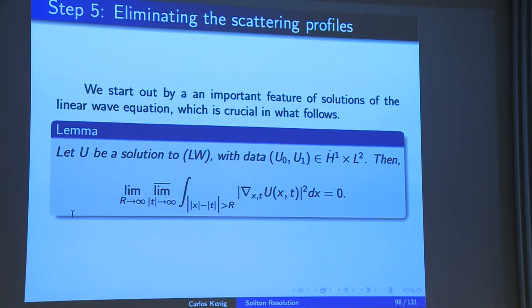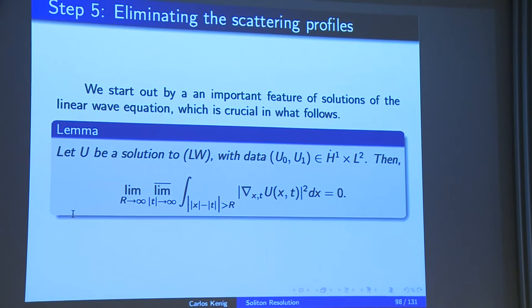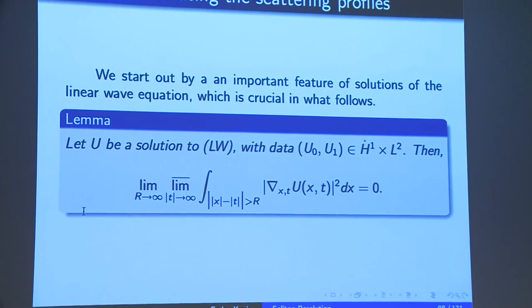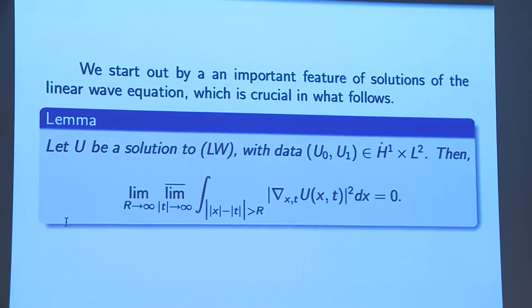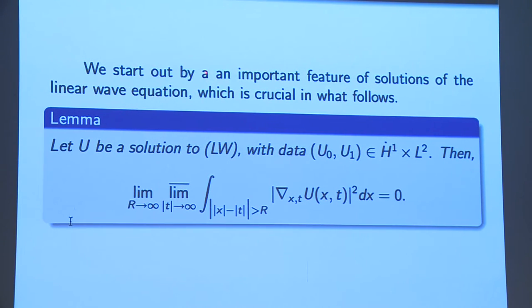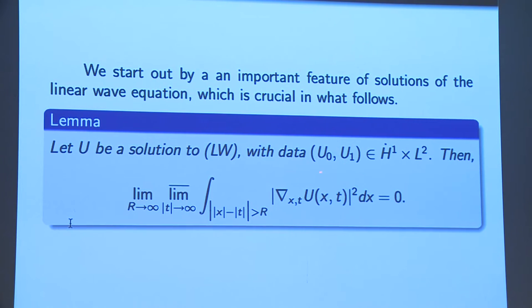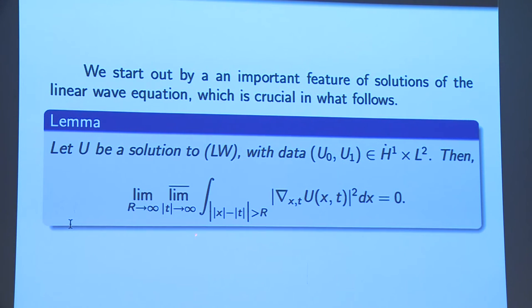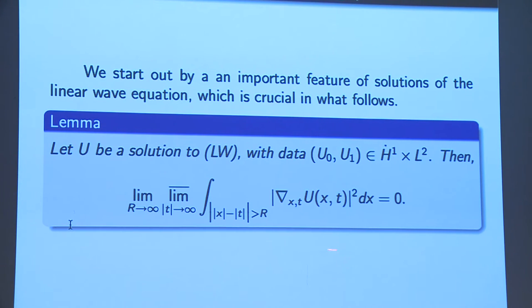Okay, but what I want is there's a property of solutions to the linear wave equation, which I want to discuss briefly. So this is kind of an aside. This is a property of solutions to the linear wave equation with data in H1 cross L2. It tells you basically that the energy concentrates around the boundary of the light cone. Okay, so everybody will agree with that.